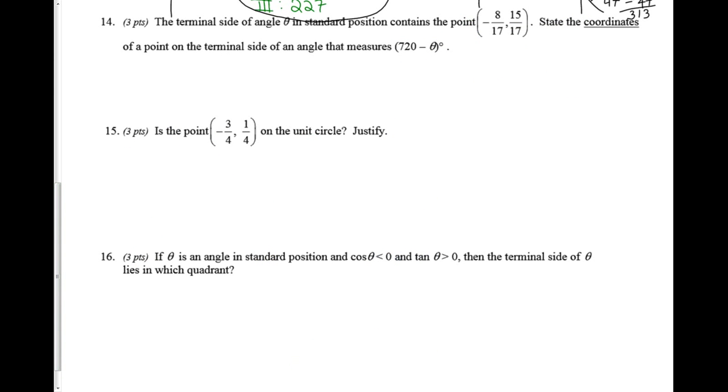Okay, question 14. The terminal side of theta in standard position contains the point negative 8/17, comma 15/17. State the coordinates of the point on the terminal side of an angle that measures 720 minus theta. So that's a lot. Let's start out. Make a unit circle right here, and let's put this point on there.